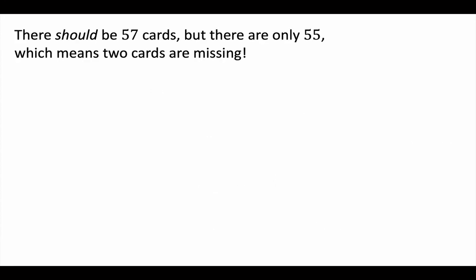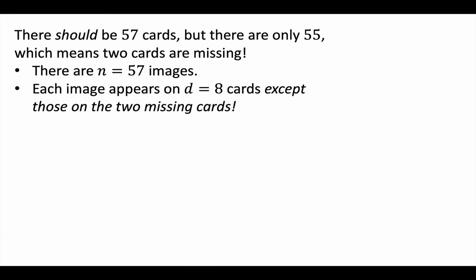And it turns out that yes, there should be 57 cards, but only 55 of them are included with the deck. 2 of them are missing. You could construct these extra 2 cards, throw them in, and play along. There are 57 images. I calculated them, or I cataloged them. They're there, trust me. Every image appears on 8 cards except the images that appear on the 2 missing cards.